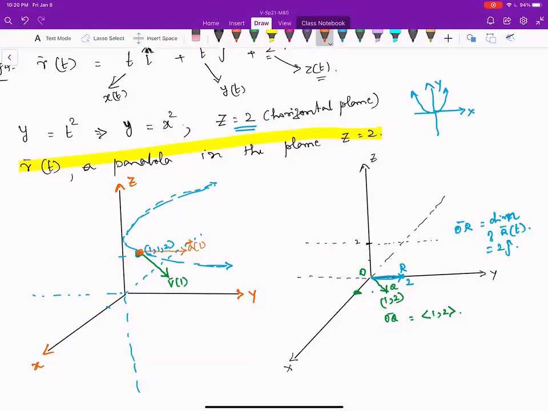So you got the point, you have drawn the velocity vector, and you have drawn the acceleration vector. Everything corresponds to the parameter t equal to 1. The parameter t equal to 1 corresponds to the point 1, 1, 2 on the space curve. The velocity at 1 is the vector 1, 2 in that direction, and the acceleration vector at 1 is 2j. And then we got the parabola y equal to x squared in the plane z equal to 2. It is a parabola in this plane, that's why it's lifted up a distance of 2 units.